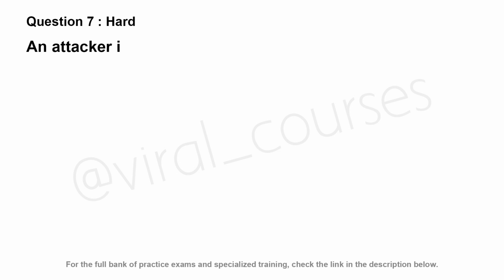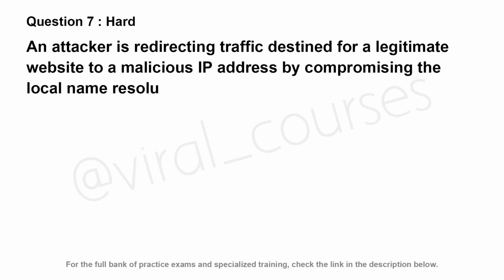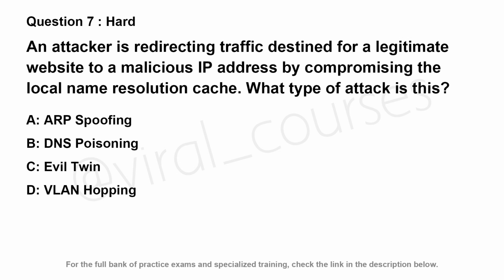An attacker is redirecting traffic destined for a legitimate website to a malicious IP address by compromising the local name resolution cache. What type of attack is this? Option A, ARP spoofing. Option B, DNS poisoning. Option C, evil twin. Option D, VLAN hopping.